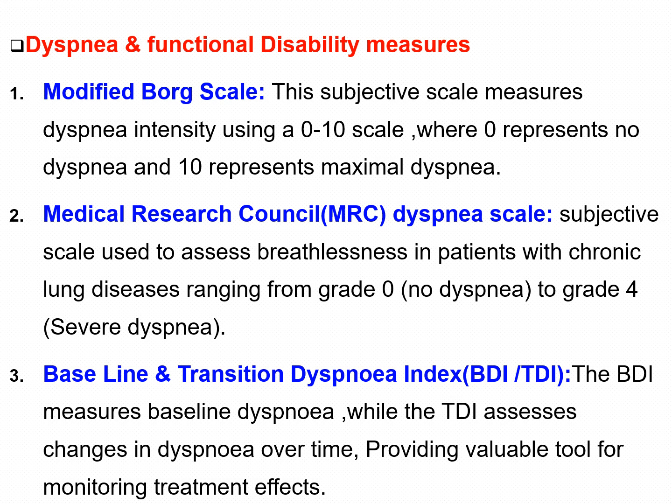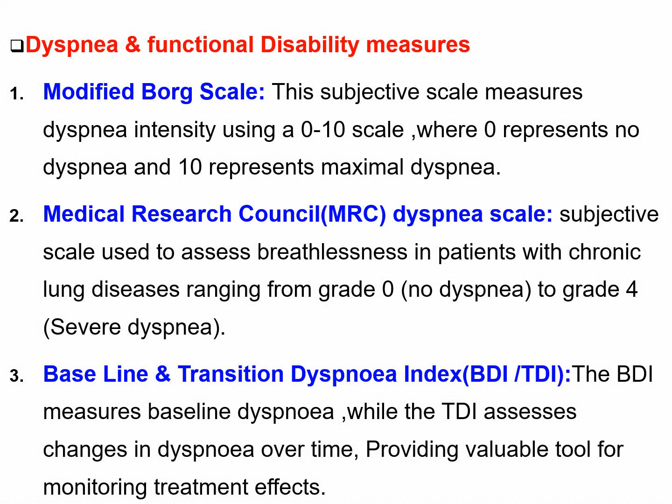The third one is your BDI and TDI, that means baseline and transitional dyspnea index. The BDI measures the baseline dyspnea, while the TDI assesses changes in dyspnea over a period of time, providing a valuable tool for monitoring the treatment effects.